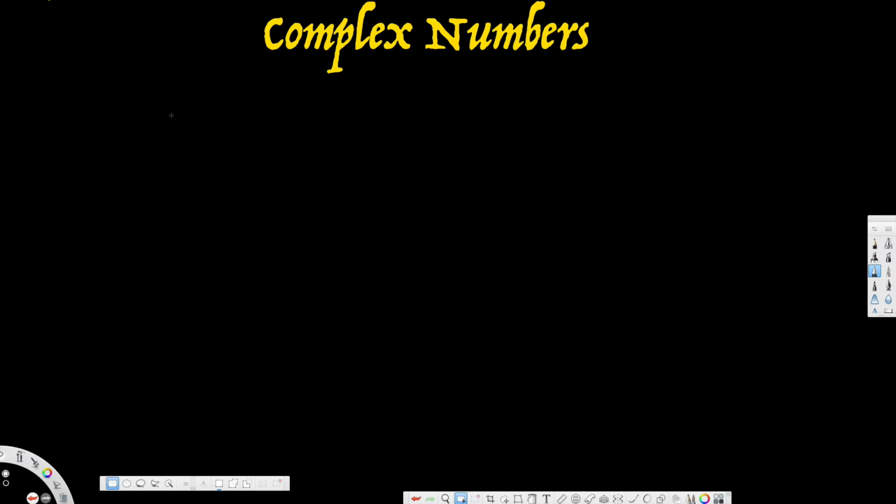Now let's look at what a complex number is first. Complex numbers always come with a real number and an imaginary number.